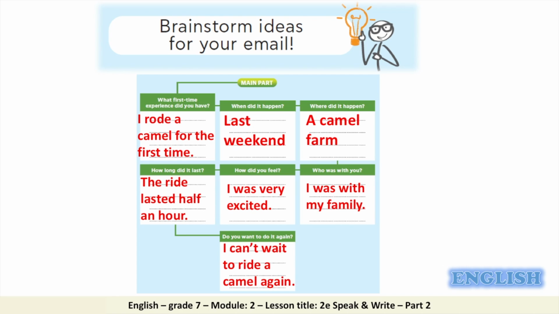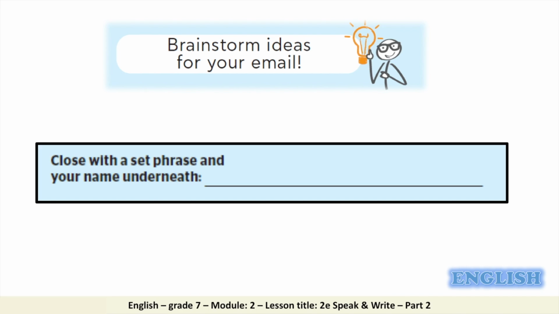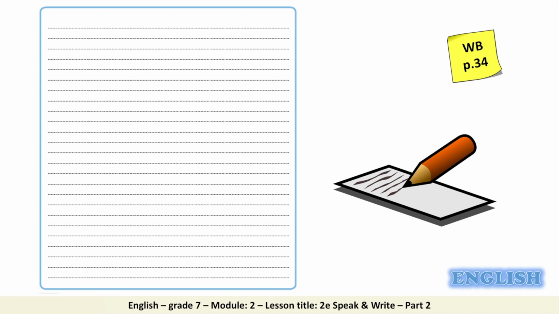After you finish completing the main part, make sure that you close with a set phrase and your name underneath. So you could write bye for now, then you write your first name. Please remember that your name comes underneath the set phrase and not after it. Once you are done with brainstorming ideas, please turn to page 34 and use all the ideas from the writing plan in page 33 to write an email.